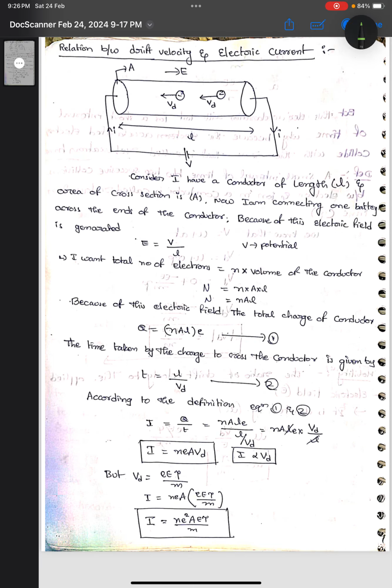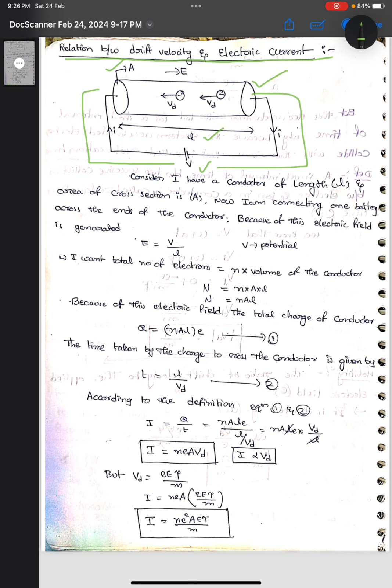Right. Hello everyone. Today I am going to discuss the relation between drift velocity and electric current. Look at this diagram. Here I have a conductor of length L and area of cross section A, which is connected through a potential difference V.